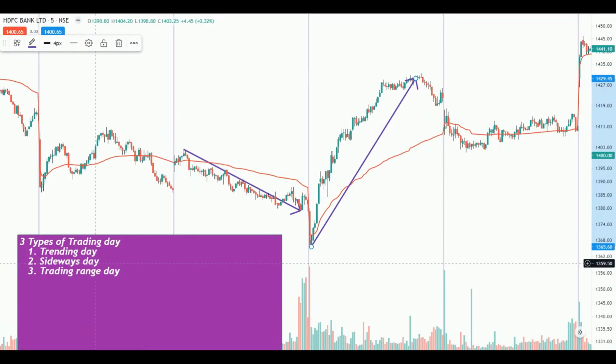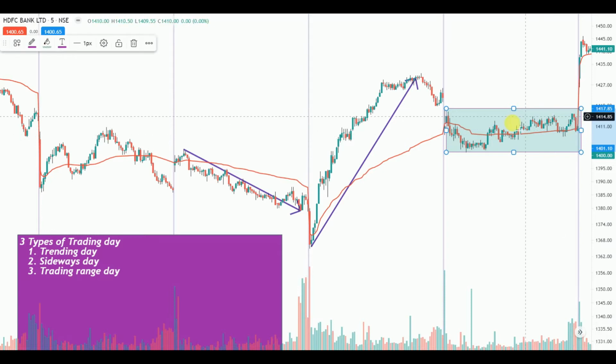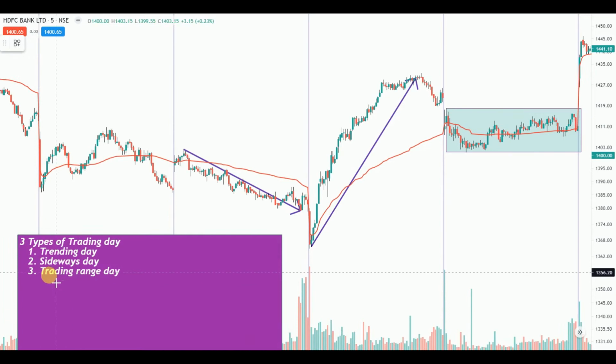Then second is sideways day, where price is trading in a sideways manner or in a particular range which is not tradable. And the third type of day is trading range day. That means the stock has formed a range which can be traded. So that is the difference between the sideways day and the trading range day.